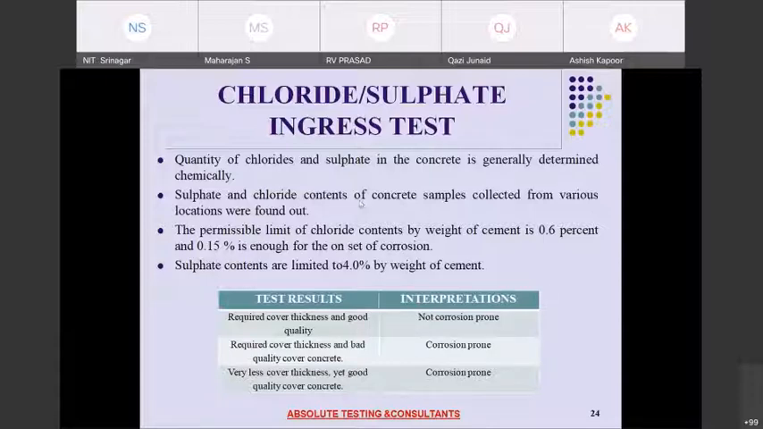So if we get the required cover thickness and good quality, meaning we have measured the cover thickness and we are getting good quality by using the ultrasonic pulse velocity test, it means there is no chance of corrosion, or you can call it a structure that is not corrosion prone. Then required cover thickness but bad concrete quality leads to corrosion proneness, and very little cover thickness yet good quality concrete is again corrosion prone, because as I told you, the depth of your cover plays a very important role in showing whether your concrete is corrosion prone or not.